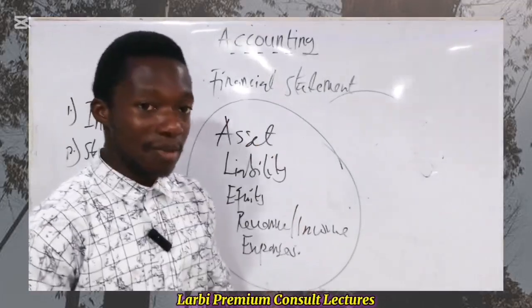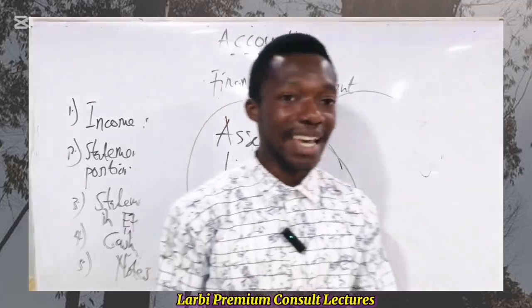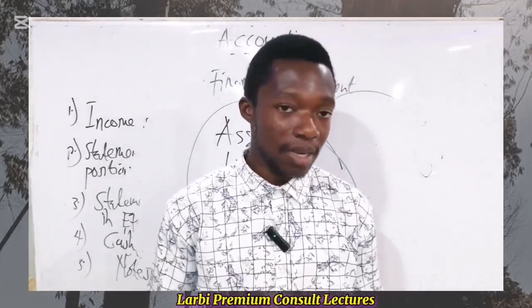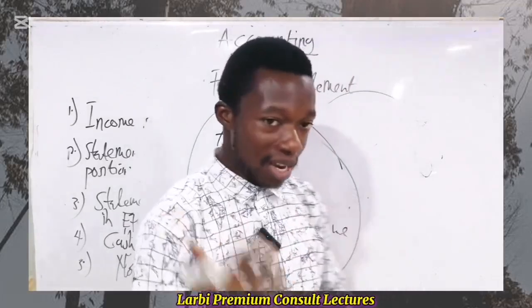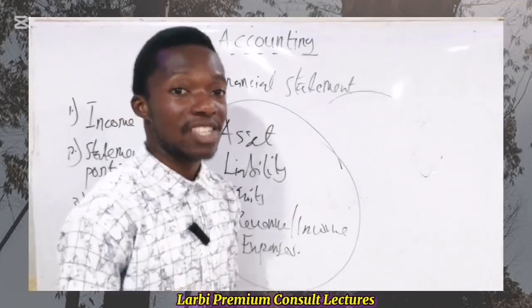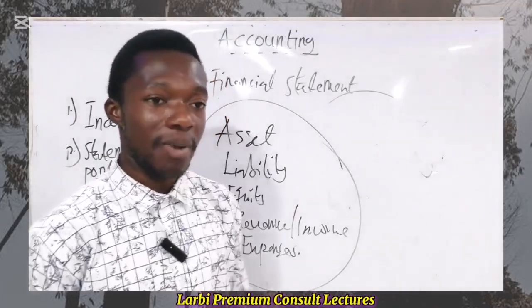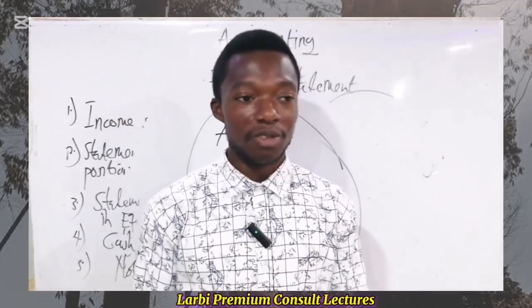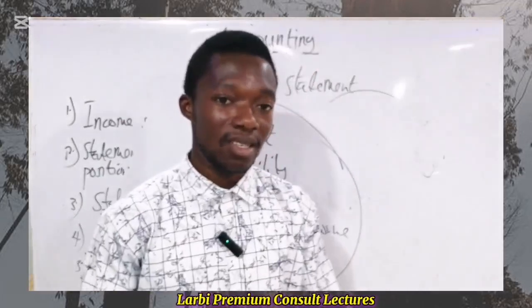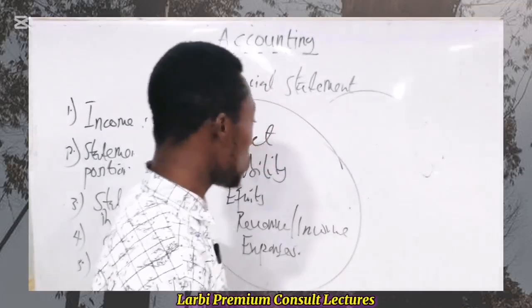Then liability. In a layman's understanding, you may say a liability is something that you owe, right? When you owe somebody, that is a liability. That is a layman understanding. But in a professional context, liability has to do with what? An obligation arising from the past, the settlement of which results in an outflow of future economic benefits from the entity. That is what we call liability.